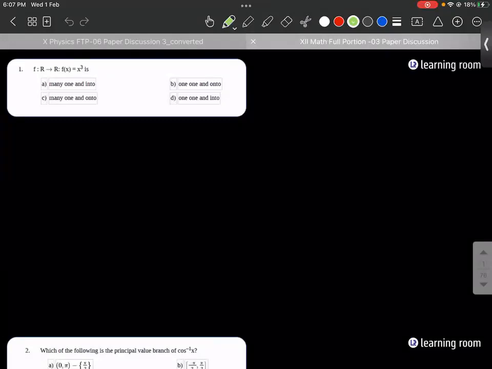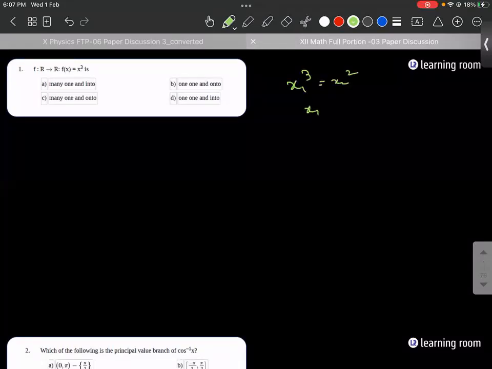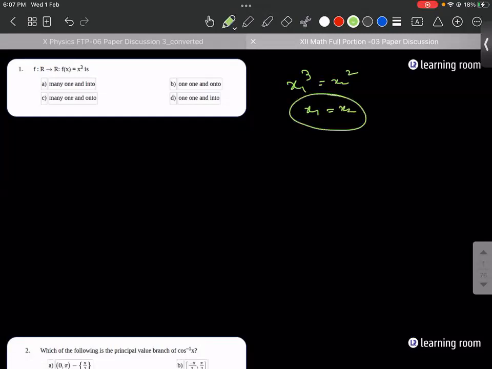Option D, sir. Why D? Because it will be 1 to 1, sir. If you substitute any value for the given x, then x1 cube is equal to x2 cube, so x1 will be equal to x2. What about onto? If I put y is equal to x cube, x will be equal to y power 1 by 3.